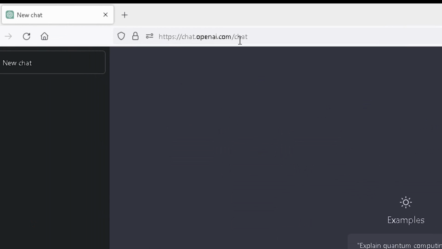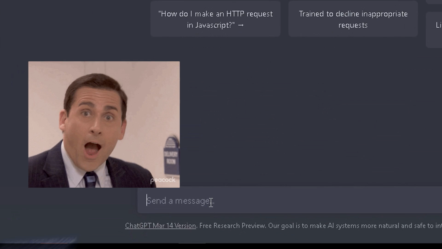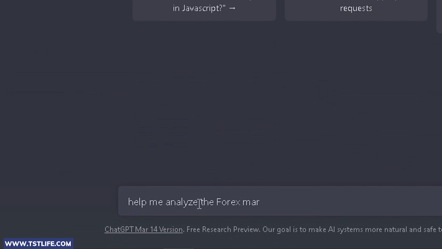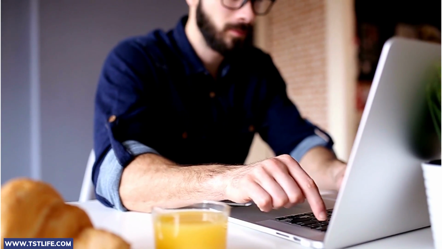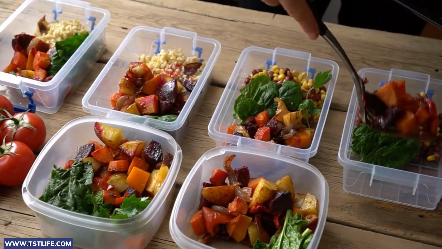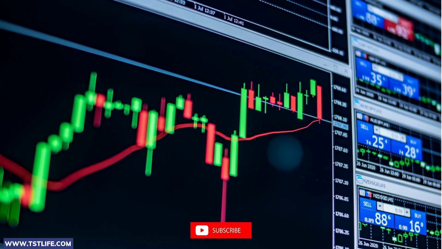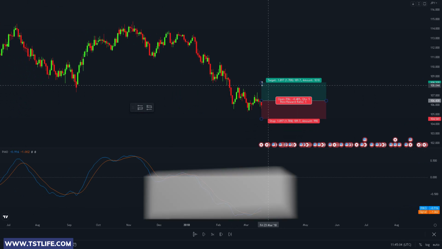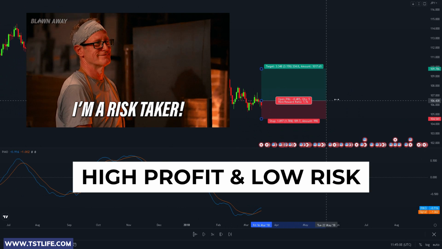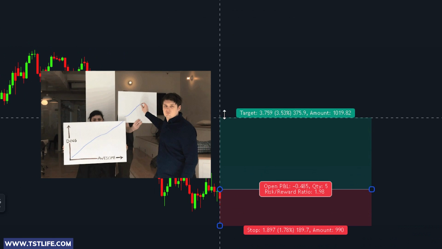The ChatGPT AI service is truly amazing. The tool can do pretty much everything, creating apps, websites, and even meal plans. It can also teach you how to code. But what about trading? Can ChatGPT create a trading strategy that is highly profitable with low risk? And can it grow a small trading account fast?